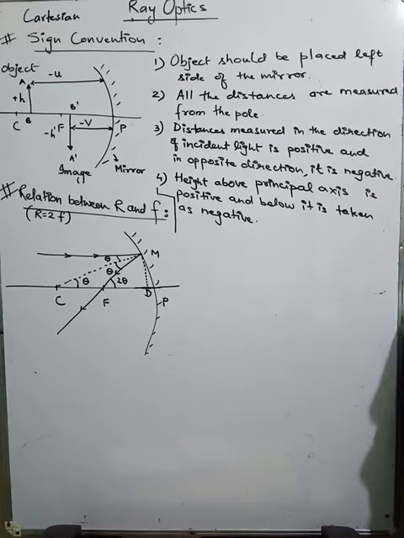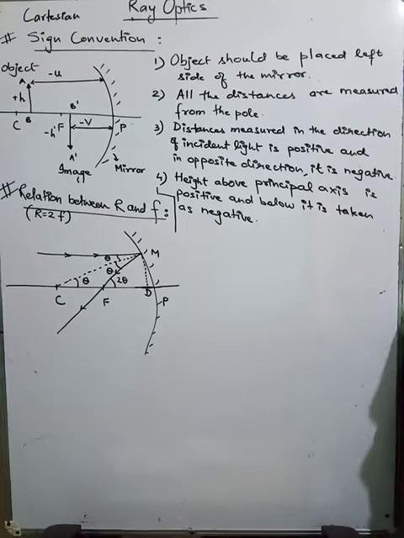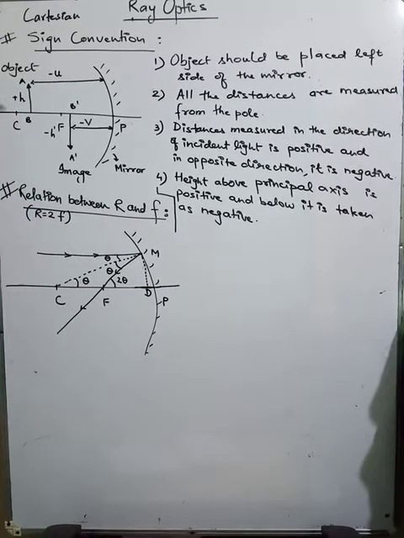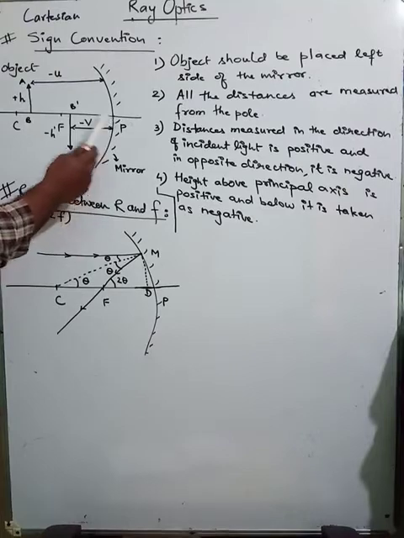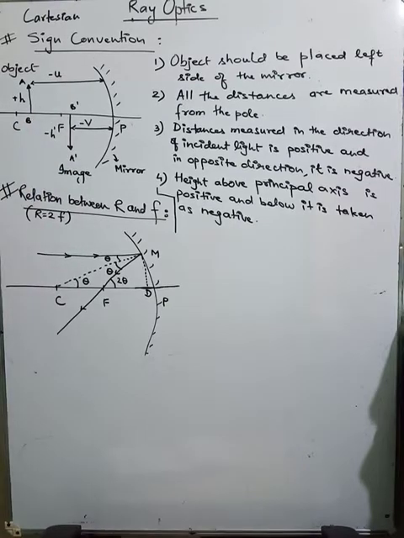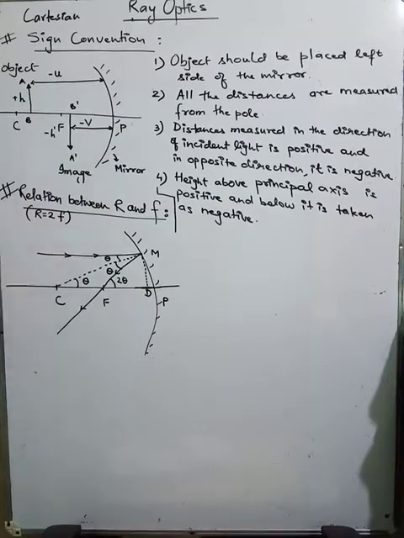Second sign convention: each and every distance which we are going to measure is from the pole. Suppose we are going to measure the distance of this object. From where do we measure? We measure from the pole, that is, from here. The distance from the pole to this object we will denote by u, and the distance of the image from the pole we will denote by v.